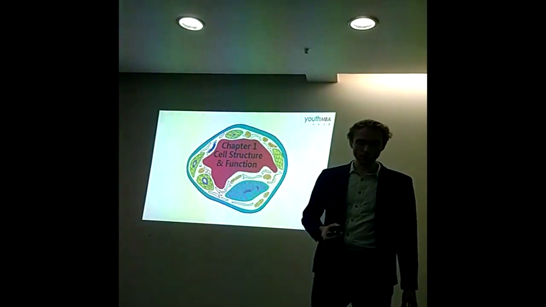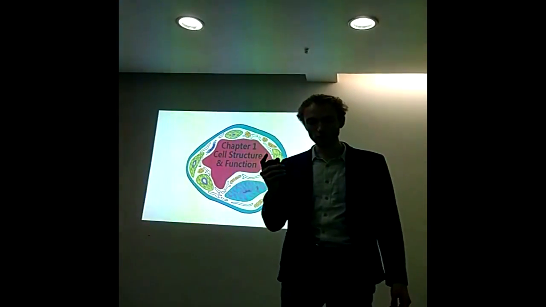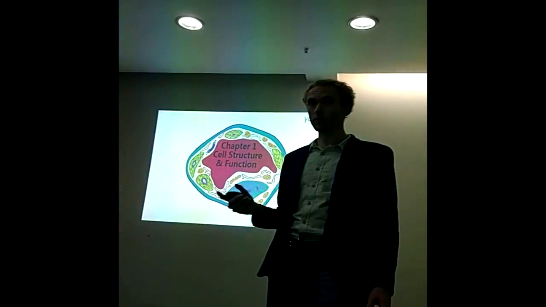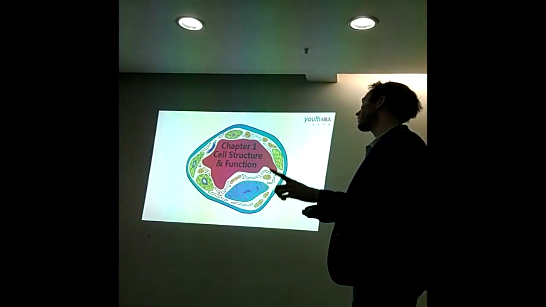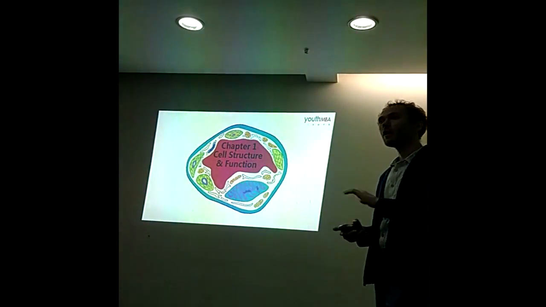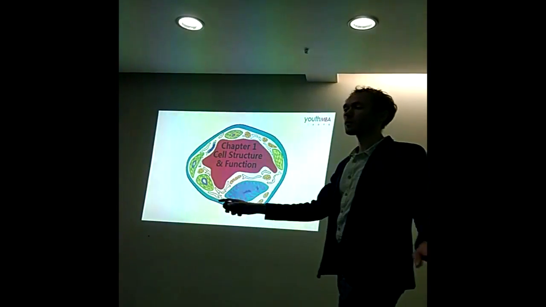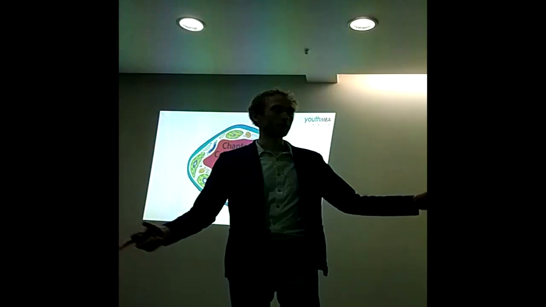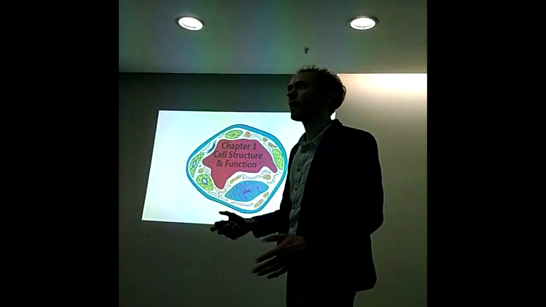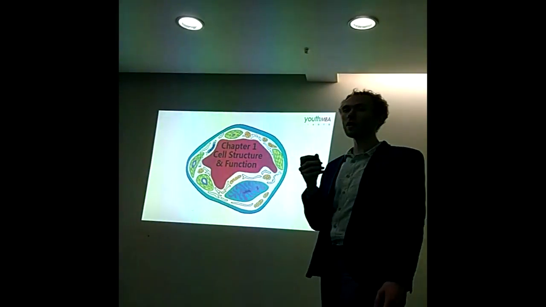And today we are going to talk about the smallest unit of life, which is called a cell. Everything is made of cells. My body, plants, a dog, a cat, every living being is made of cells.